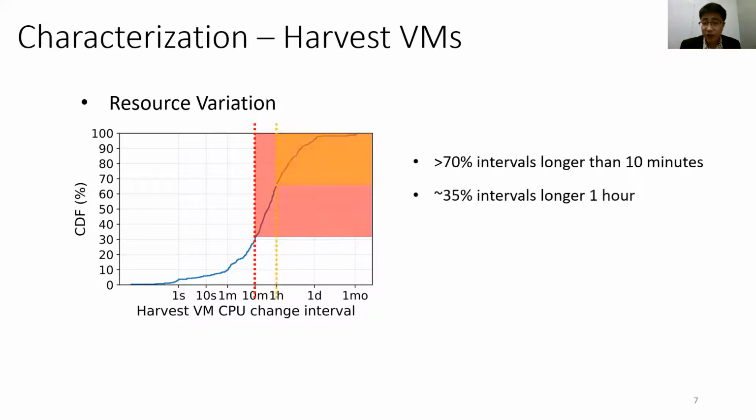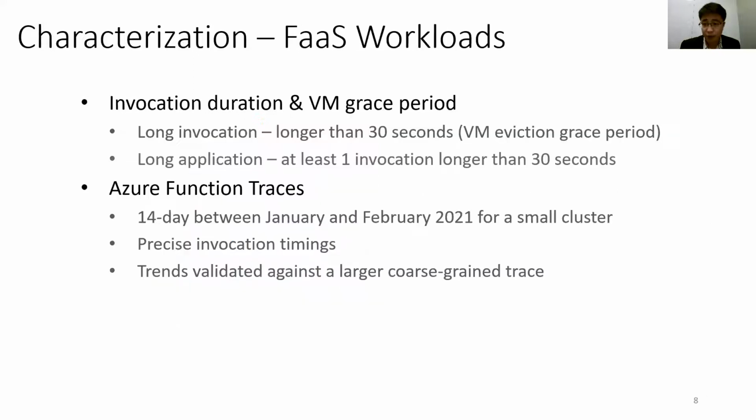Intuitively, compared to the VM evictions, VM resource variation is much more frequent. Thus, the implication is that in order to fully leverage the resources provided by Harvest VMs, proper load balancing is required. Now let's turn to characterization of the serverless workloads.